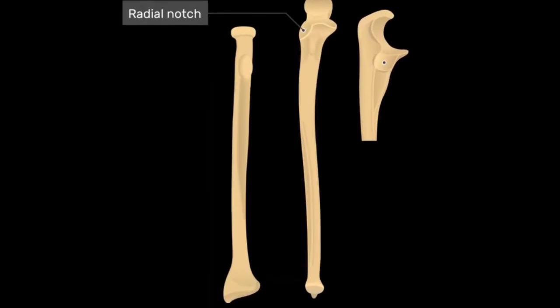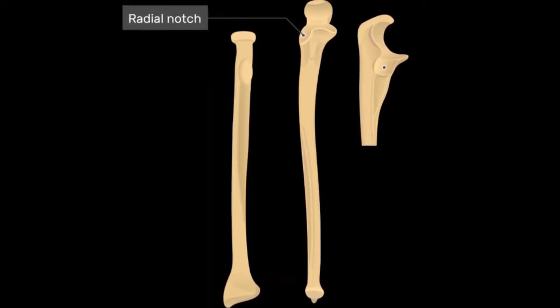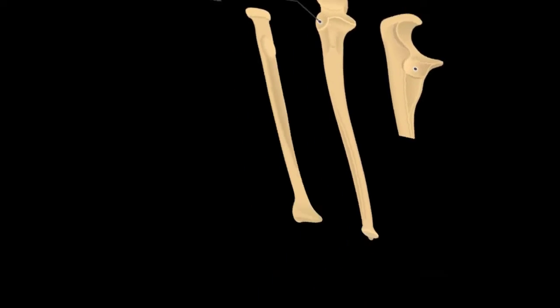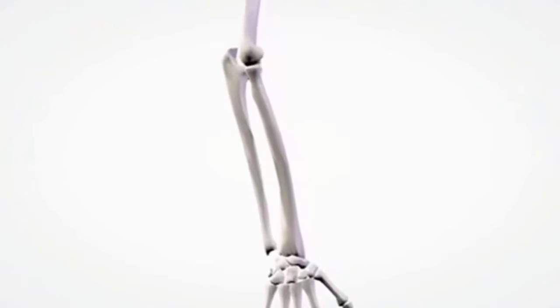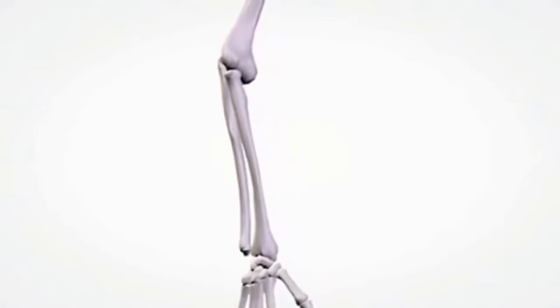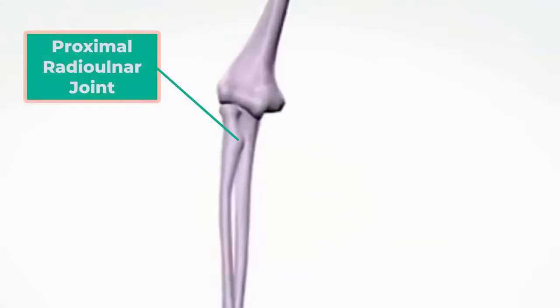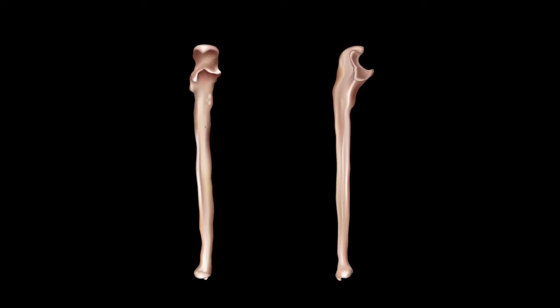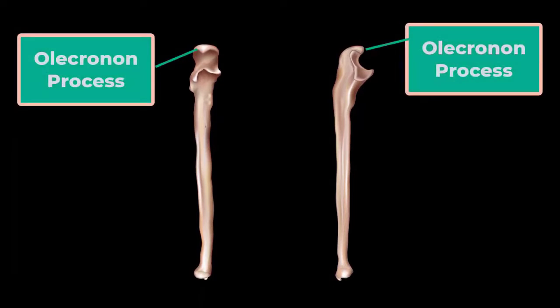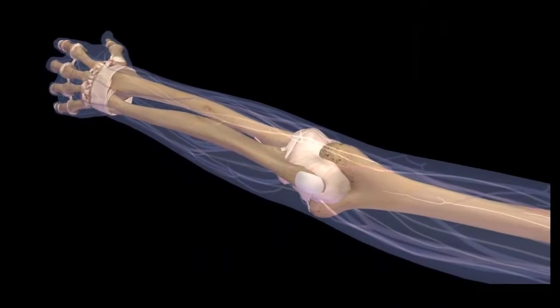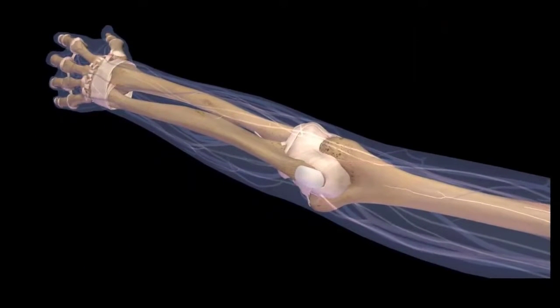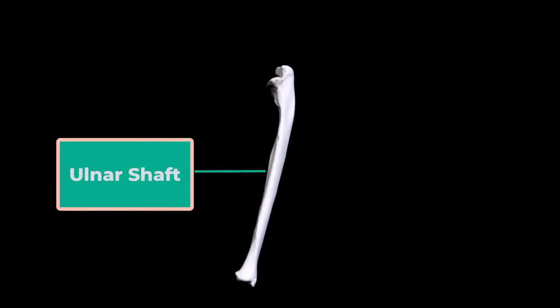To the lateral side is a small smooth area called the radial notch of the ulna. This area is the site of articulation between the proximal radius and the ulna, forming the proximal radial-ulnar joint. The posterior and superior portions of the proximal ulna make up the olecranon process, which forms the bony tip of the elbow. More distal is the shaft of the ulna.